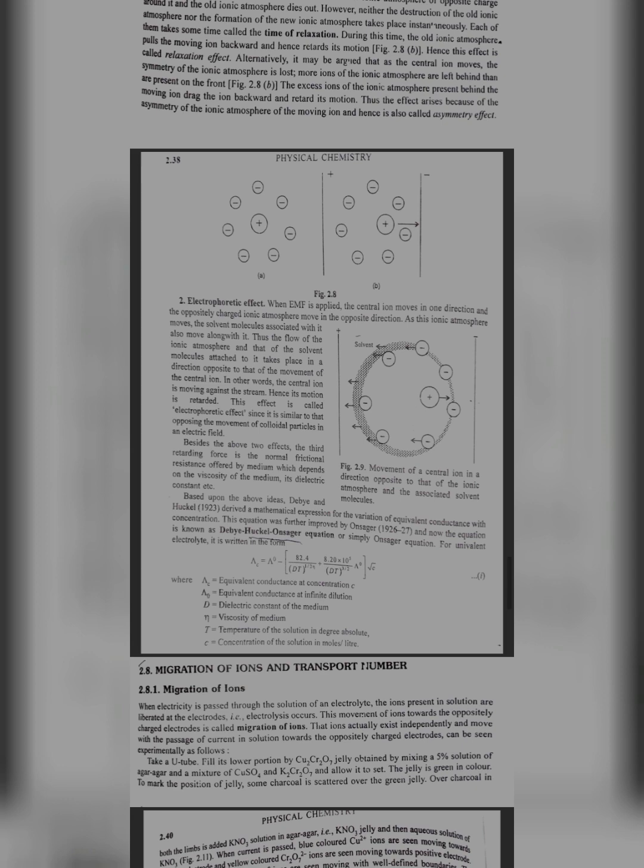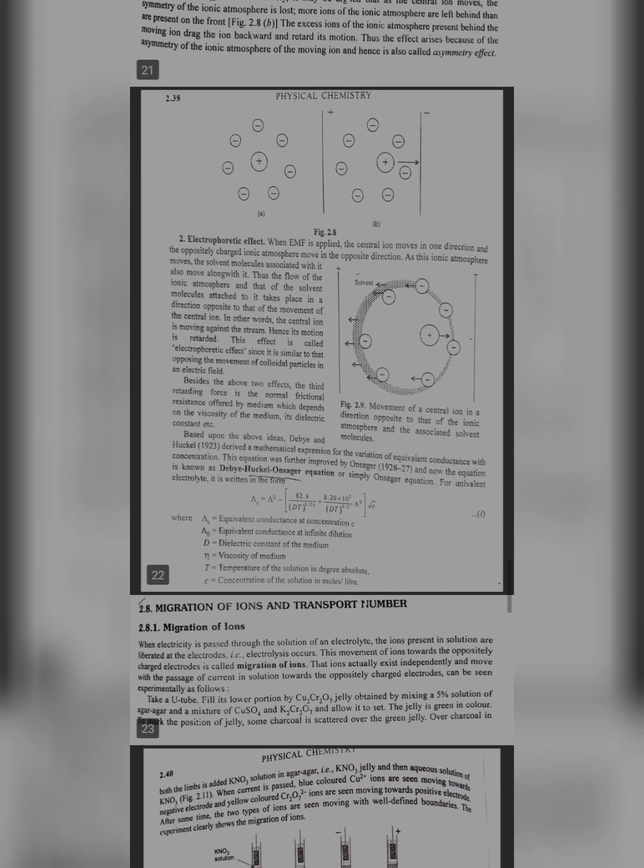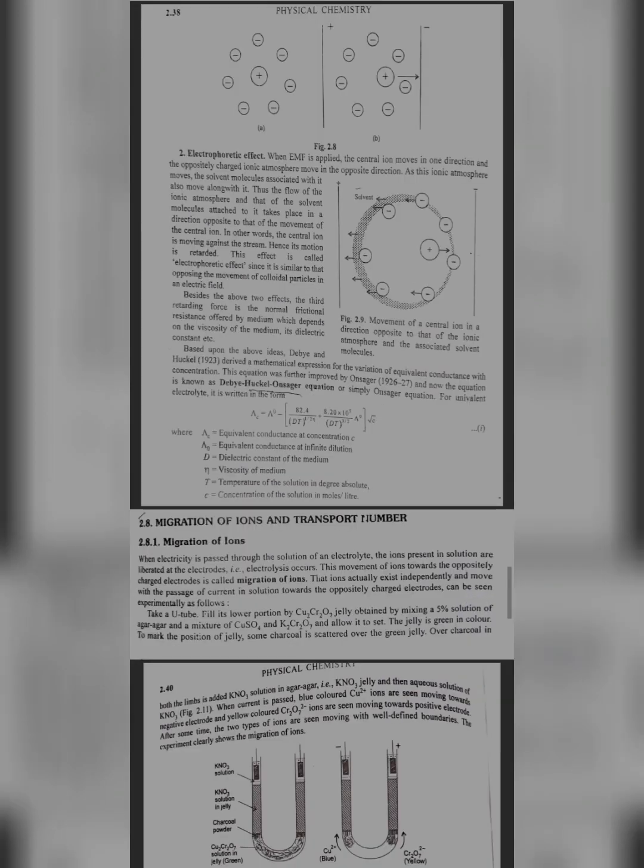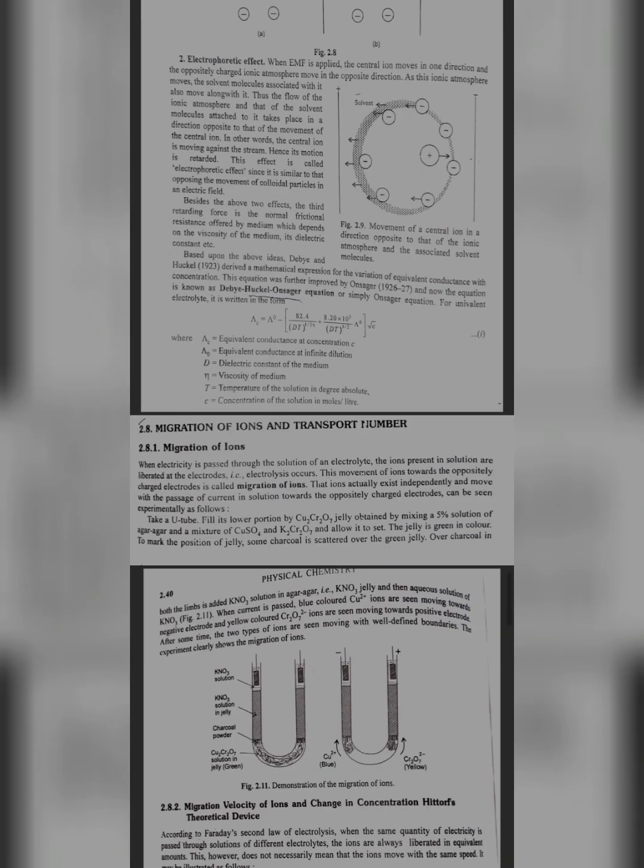Based upon the above idea, Debye and Huckel derived a mathematical expression for the variation of equivalent conductance with concentration. This equation was further improved by Onsager, and now the equation is known as the Debye-Huckel-Onsager equation. Lambda c is equal to lambda naught minus (82.4 upon (DT)^(1/2) eta plus 8.20 into 10 raised to power 5 upon (DT)^(3/2) into 2 lambda naught) root c, where lambda c is the equivalent conductance at concentration c, lambda naught is the equivalent conductance at infinite dilution, D is the dielectric constant of the medium, eta is the viscosity of the medium, T is the temperature, and c is the concentration.